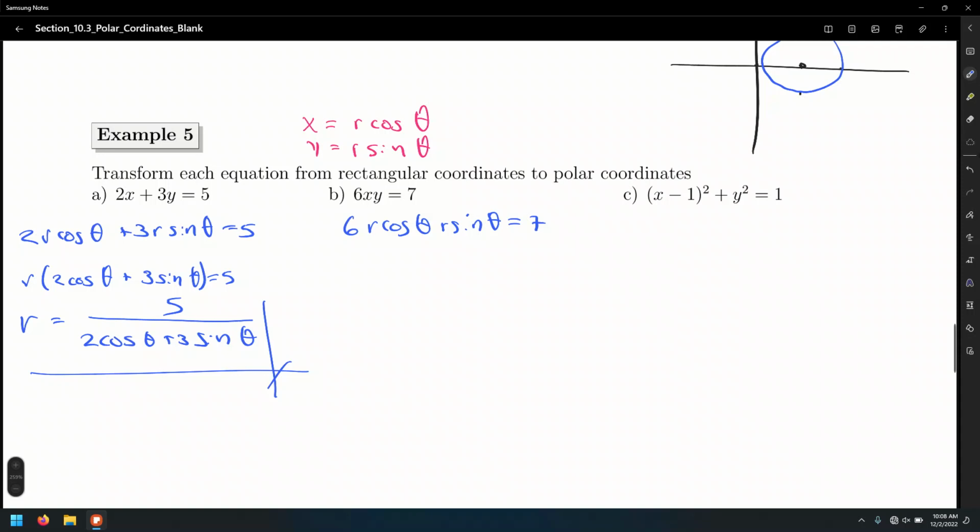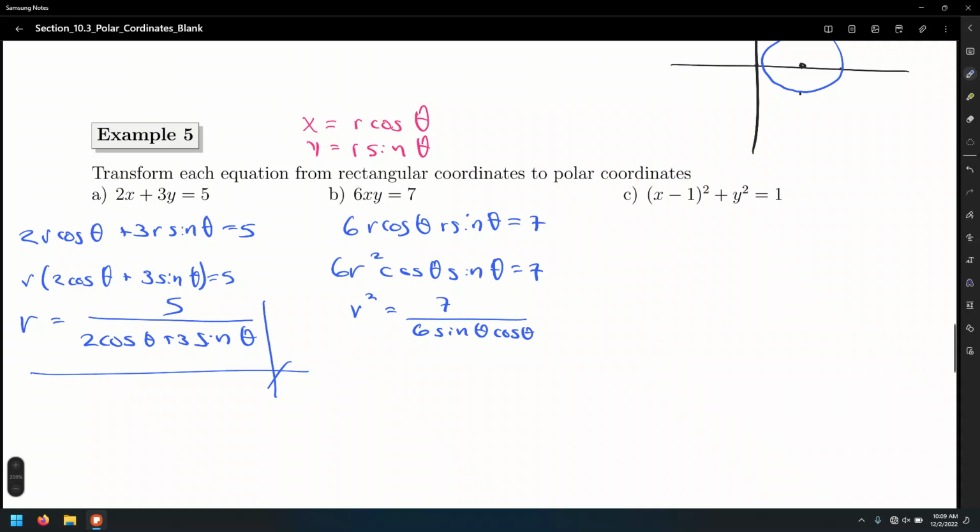Number one, let's do some simplification. We're going to multiply the r's. That gives us 6r squared cosine theta sine theta. For now, we're going to solve this equation for r squared, and we're going to discuss what happens in this case. So r squared equals 7 over 6 sine theta cosine theta.